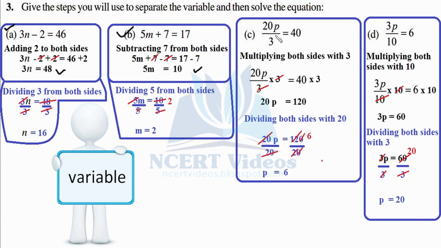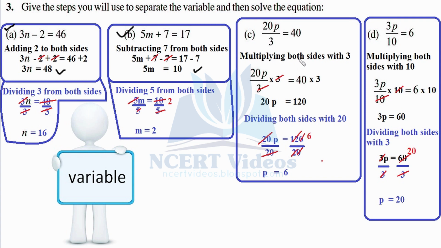C, 20p upon 3 equals 40. Here there is no addition or subtraction. In such types of questions, bear in mind that first of all you have to eliminate the individual number which is not attached to any kind of variable. Because 20 is getting multiplied with p, here 3 is alone. 3 is getting divided, so we'll have to introduce in multiplication so that we can cancel 3. But doing so, we'll also have to introduce it on the right-hand side.